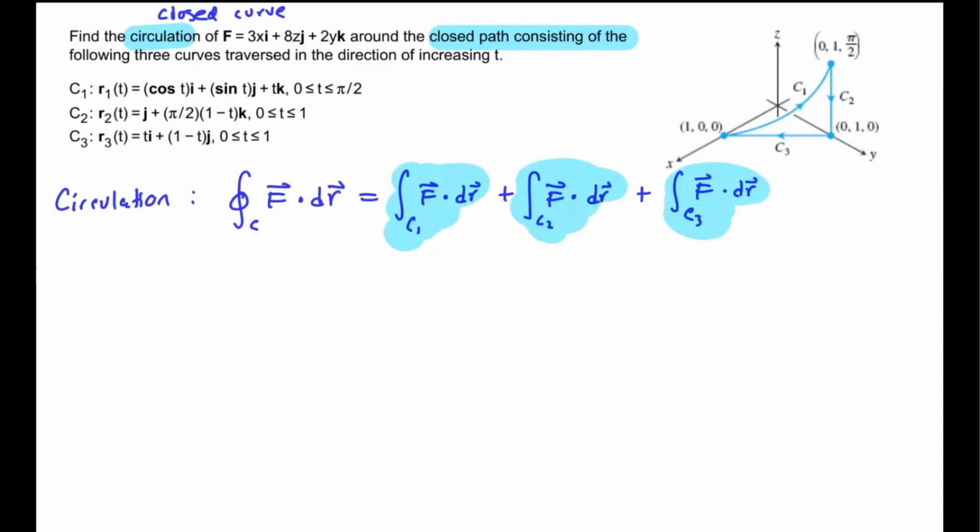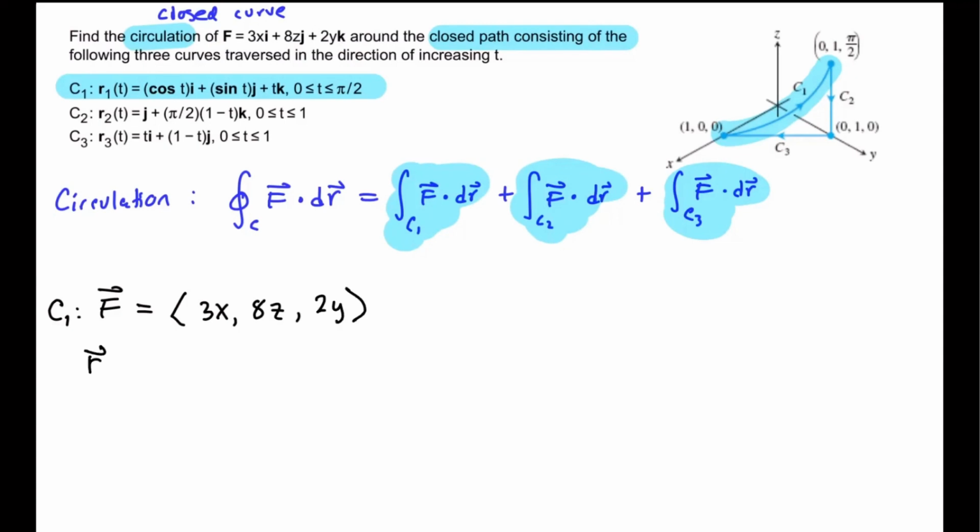Okay, so let's start with the first one, C1. Our focus is going to be on this curve right here, which is this path right here. So we're going counterclockwise if you're viewing it from above. Let's go ahead and do the usual. This is going to be for C1. Our field is given. I'm going to write it component-wise like this: 3x, 8z, and 2y. So that is the field we're given.